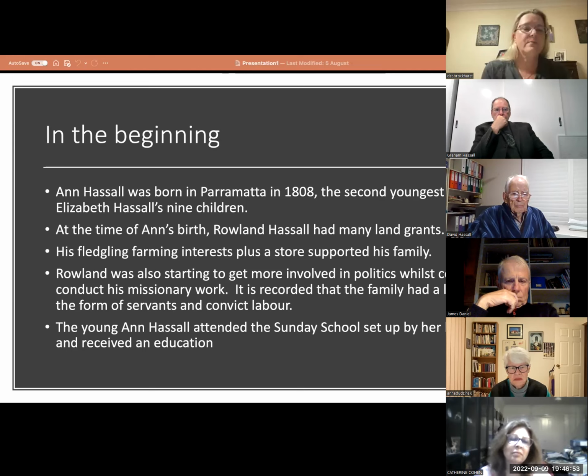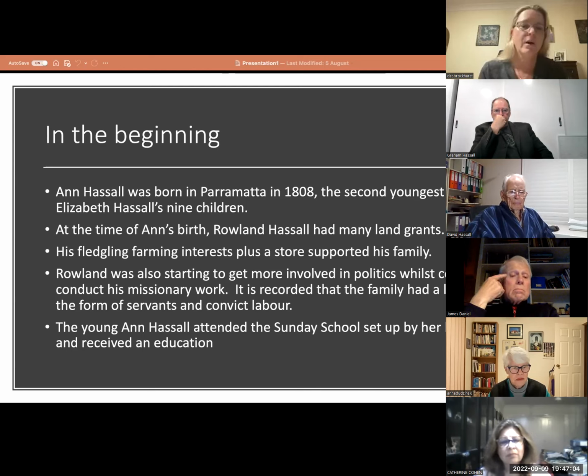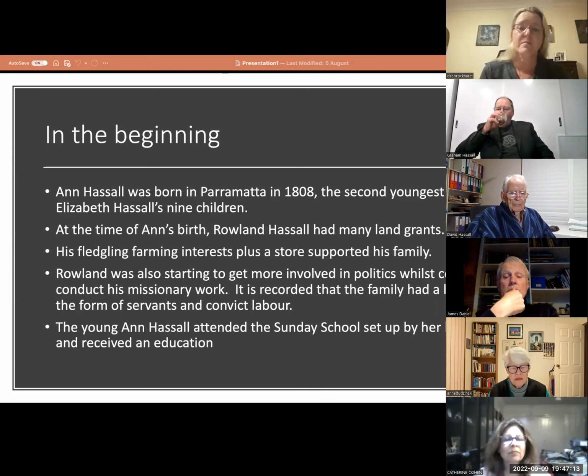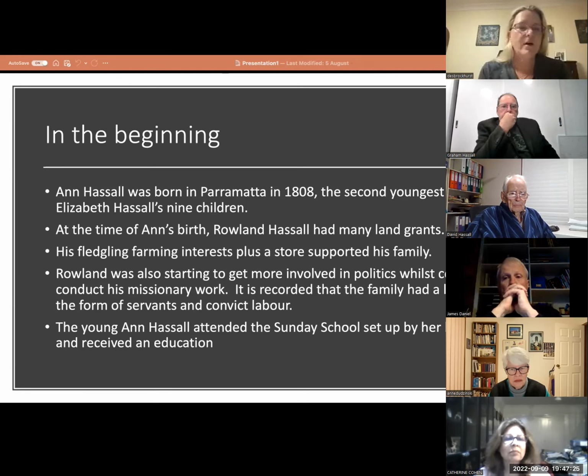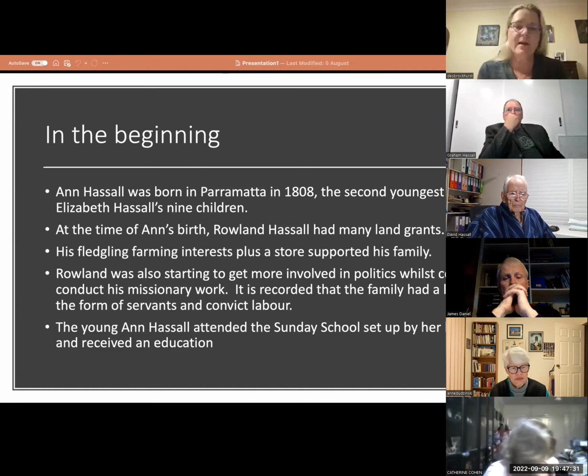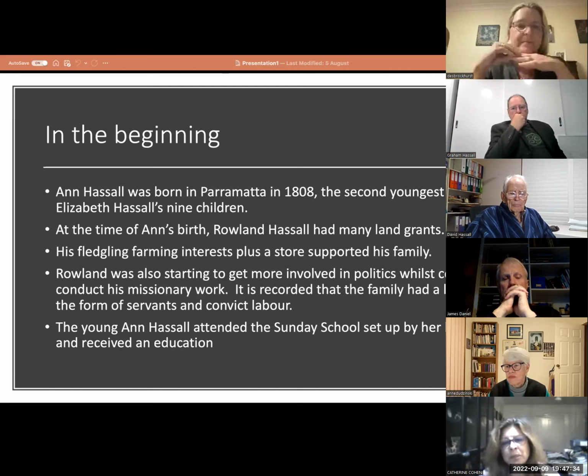He had some fledgling farm interests plus a government store that supported the family. Roland was also starting to get more involved in politics whilst continuing to conduct his missionary work. Essentially, I think Roland was a man of God, but he's got to support his family as well. It seems like he's a very intelligent man and got himself involved in the early affairs of the colony, as you probably already know through your own research. It is recorded that the family had a lot of help, though, in the form of servants and convict labour. So it probably explains how they were able to keep all these pursuits going.